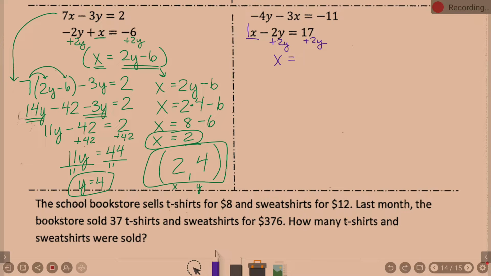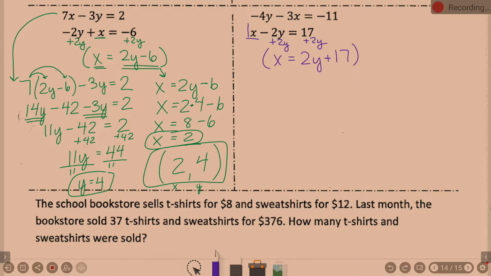X equals, what is 17 plus 2y? I can't add them, so it's just 17 plus 2y. Do you want me to say 17 plus 2y or 2y plus 17? Officially it doesn't matter, but right here is what we're going to use. The whole point is 2y and 17 are not like terms, even though you guys kept wanting to tell me that.